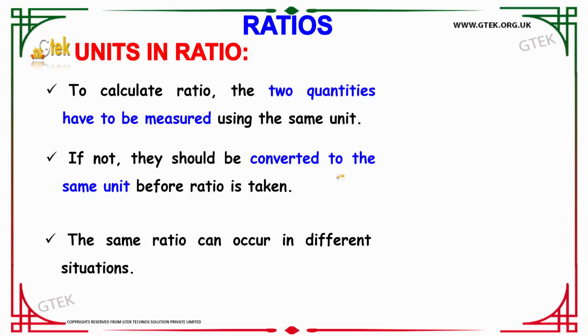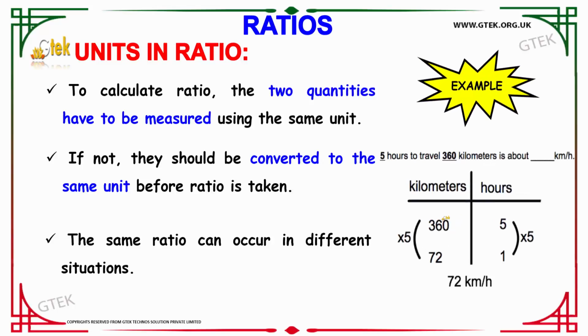If we move to the next concept, it is all about the units in ratio. In terms of the ratio units, to calculate the ratio, the two quantities have to be measured using the same unit. Otherwise, they should be converted to the same unit before the ratio is taken into consideration. And also the same ratio can occur in different situations. So this is one such example for representing the units in ratio.